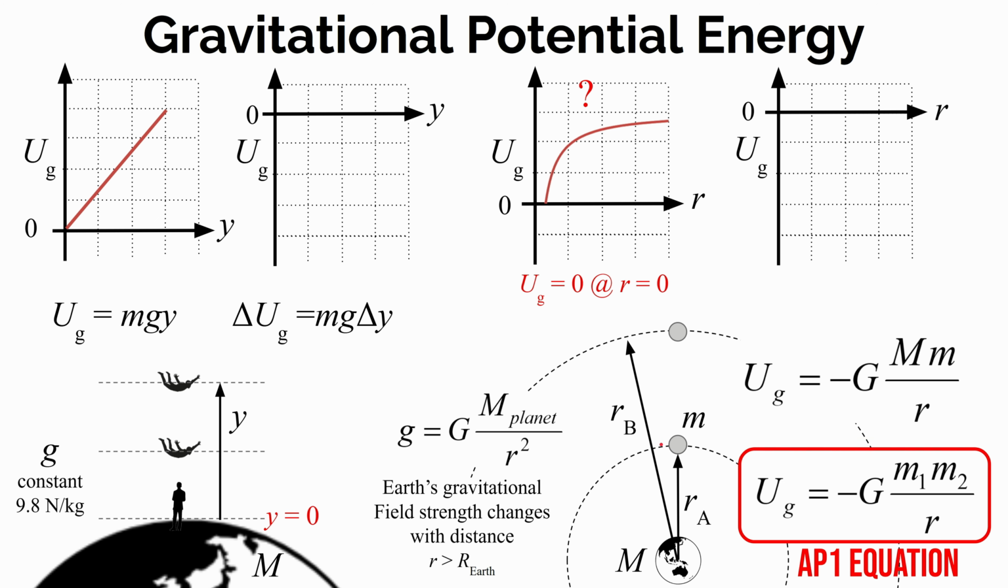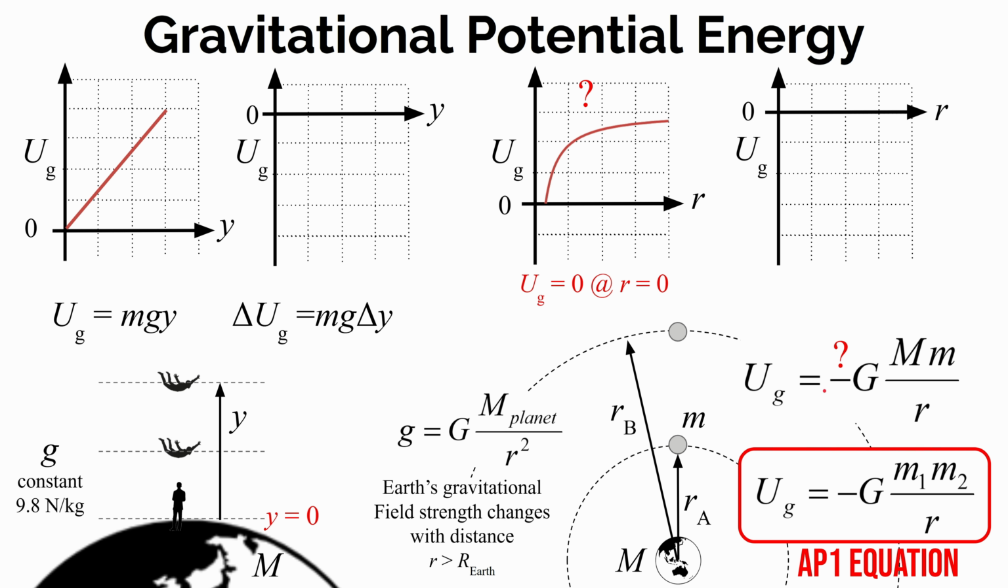On your AP Physics 1 equation sheet, it just looks like this. U_G equals negative G, big G, times m1 times m2 divided by r. So this gives us actually the gravitational potential energy stored by any two mass system when they're actually separated. But this might seem a little strange. Whenever we talk about energy, we've always said that you have zero energy and positive energy. Why does this include a negative sign?